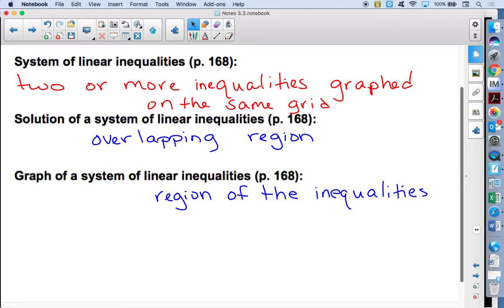Sometimes that ends up being like your whole graph ends up being shaded. Hate inequalities.